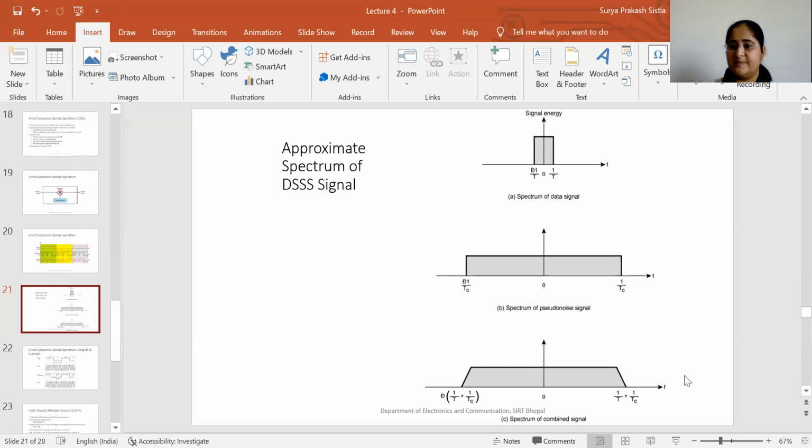CDMA also uses the spread spectrum technique. Previously we have seen CDMA by considering direct sequence spread spectrum. In CDMA1 technology, which is used in 2G, we have considered the direct sequence spread spectrum technique. This is all about your spread spectrum.